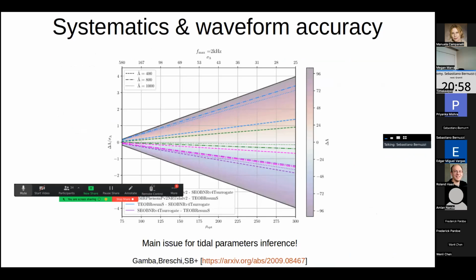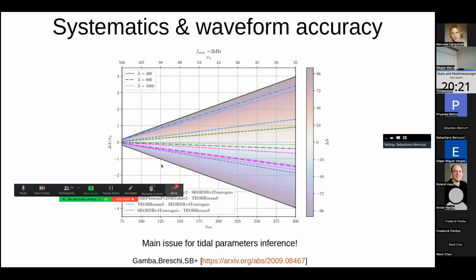So this is another finding of this work. This is a somewhat difficult plot, but the x-axis is the SNR, and the y-axis tells you essentially a ratio of the deviation between the systematic error and the statistical error. So essentially, when you are beyond, say, 0.5 or 1, you are making a systematic error in each of these lines that is of the order of the statistical error or beyond.